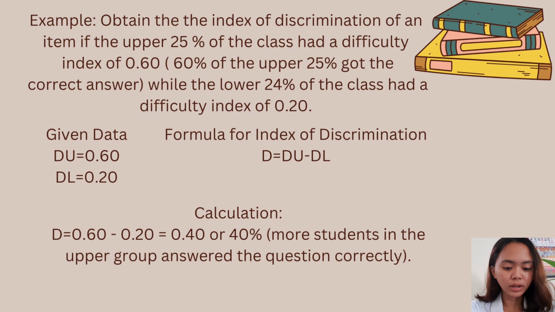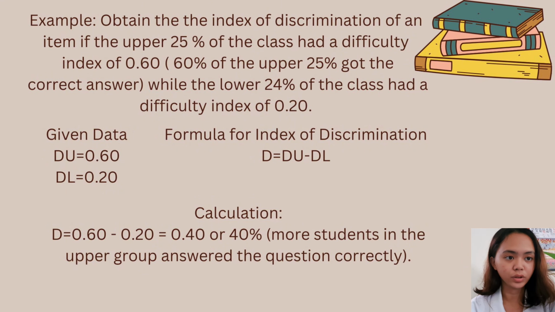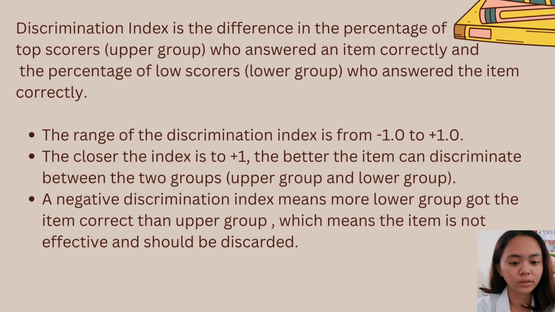So, more of the students in the upper group answered the question correctly. Ang 40% has a moderate discrimination. So, discrimination index is the difference in the percentage of the top scorers, the upper group, who answered an item correctly and the percentage of the lower group who answered the item correctly. So, the range of the discrimination index is from -1 to +1.